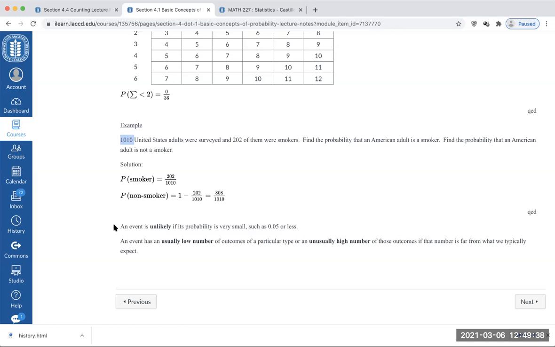An event is unlikely if its probability is very small, such as 0.05 or less. An event is unusually low, or an unusually high number of outcomes of a particular event, if it is very far from what we typically expect. And we're going to be using that, especially in hypothesis testing. Okay, so that's it.